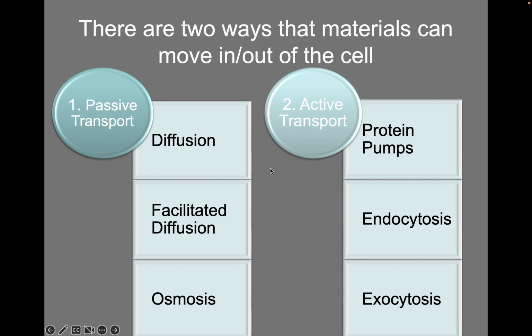Under these transport mechanisms, we have different types of transport. For passive transport, we have diffusion, facilitated diffusion, and osmosis. While for active transport, we have protein pumps, endocytosis, and exocytosis. Okay, we are already done with diffusion and osmosis from high concentration to low concentration, and we also have proteins to facilitate the diffusion.